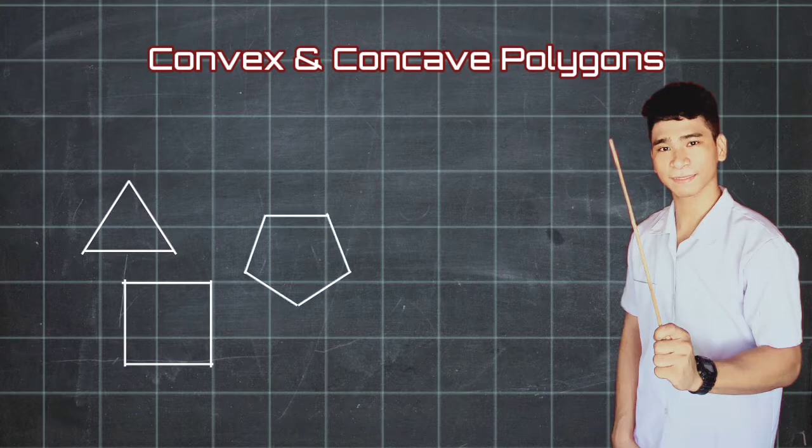Okay, so these examples are convex polygons because kapag ginuhitan natin yung bawat corner, hindi na tayo makakabuo ng another shape. Hindi siya pwede. Same with the box and same dito din sa pentagon.